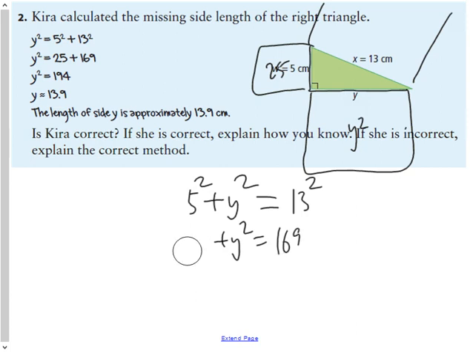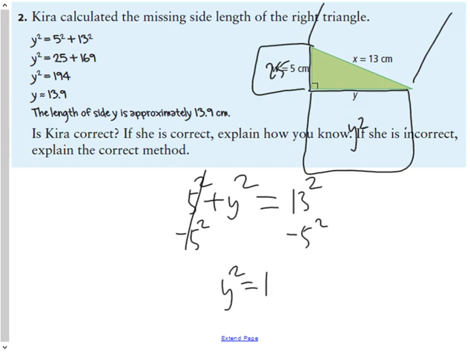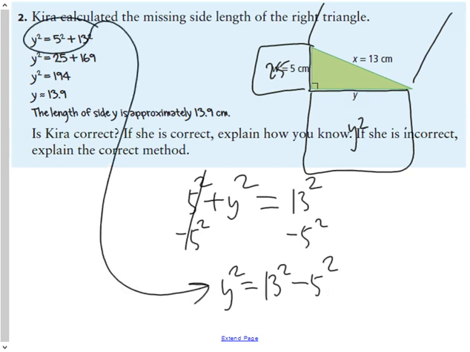Or better yet, what if I subtracted 5 squared from both sides? If I subtracted that from both sides, I'd have y squared is equal to 13 squared minus 5 squared. And actually, that's what she should have put instead. So the answer is she's wrong. What she should have said instead is y squared is equal to 13 squared, take away 5 squared. Or this area, take away this area, equals this area.